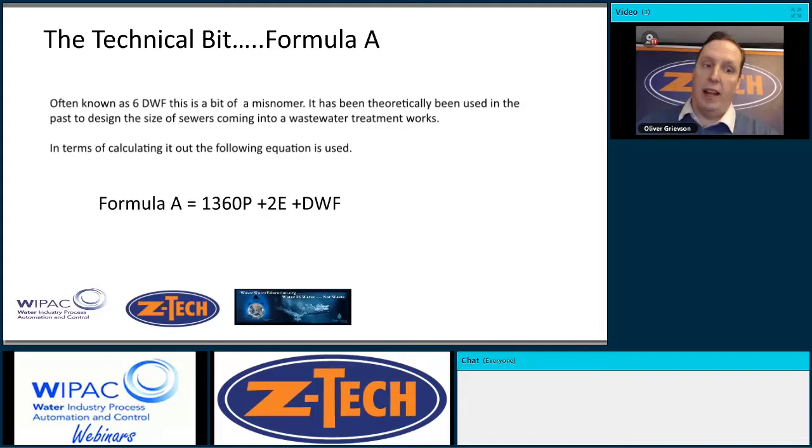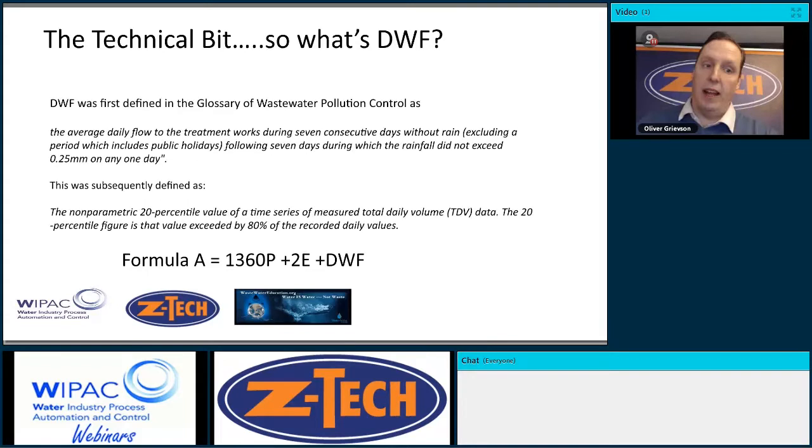It's what sewers have been typically designed around. It's been a theoretical thing in the past. And when you look at the equation, 1360P plus 2E plus dry weather flow. Now, I remember when I was an engineer, E was always something that we basically looked at. We looked at what the trade permits were, and we took what the industrial customers were consented to, not the way they're actually performing.